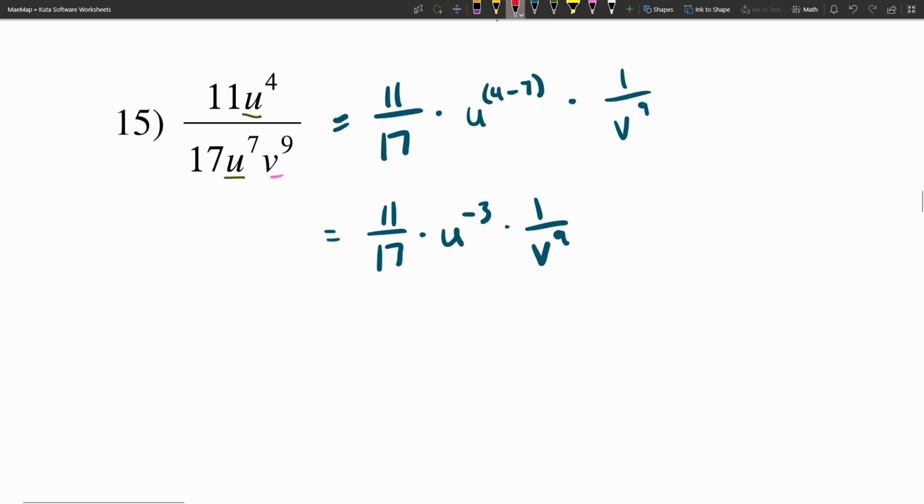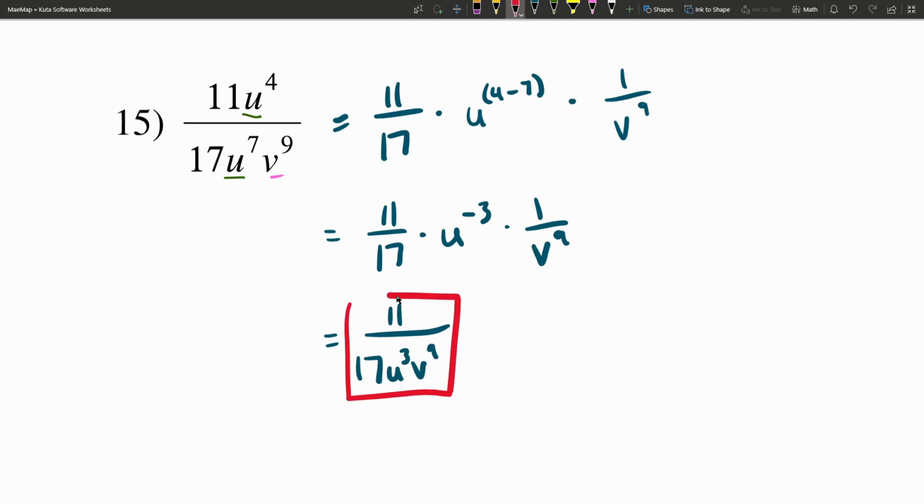As we could have seen before we started this problem, because I have 7 u's multiplied together in the denominator and only 4 multiplied in the numerator, I'm going to have those u's remaining in my denominator, and I'm going to have 3 of them because 7 minus 4 is a positive 3, or 4 minus 7 is negative 3, where I need to put it in my denominator. So my final solution is going to be 11 all over 17 u cubed times v to the 9th. Let's move on to number 16.